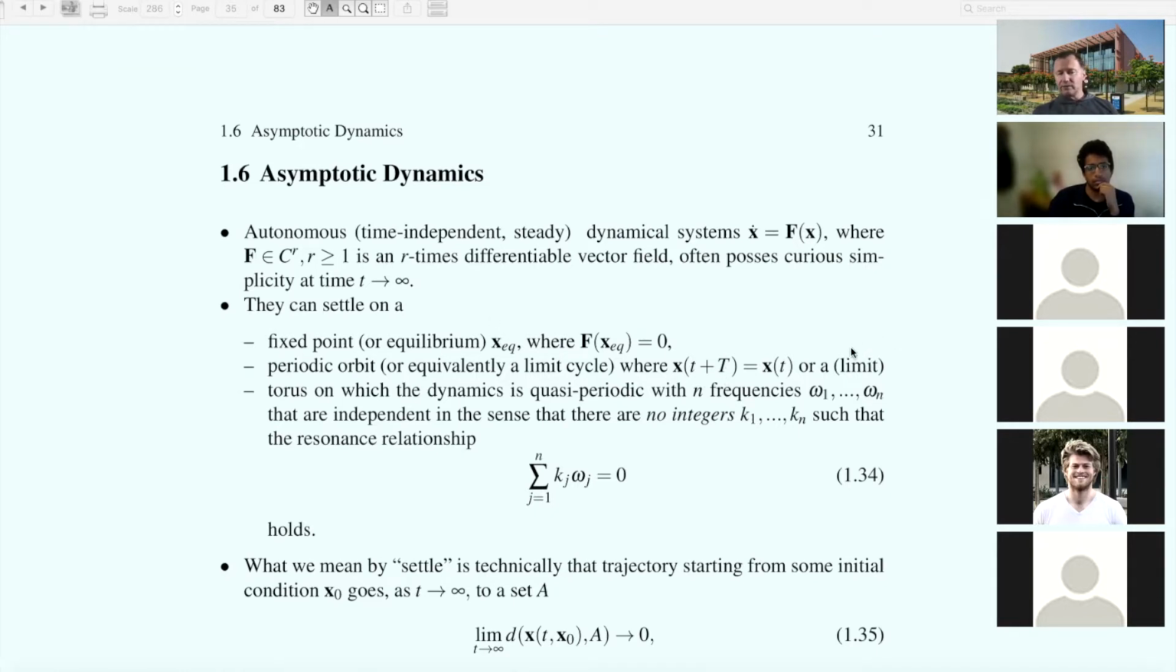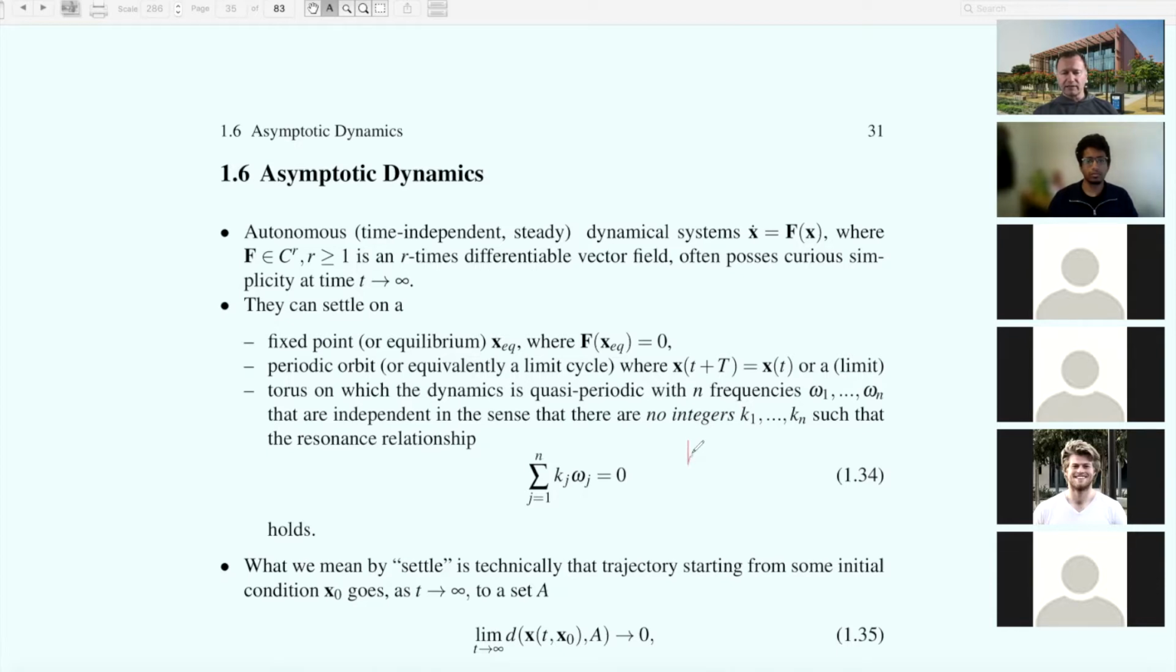Or we can have what we call a limit torus. Now the dynamics on that could be quasi-periodic with n frequencies, so not a single frequency. In the case of a limit cycle, the natural frequency would be 2 pi over the period. Here you could have n natural frequencies, omega 1 to omega n, that are independent. And the independence is meant in the following sense: there are no integers such that the sum from 1 to n of these frequencies multiplied by those integers is equal to 0.